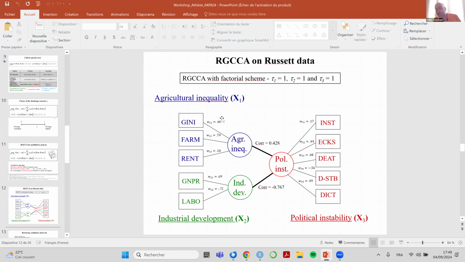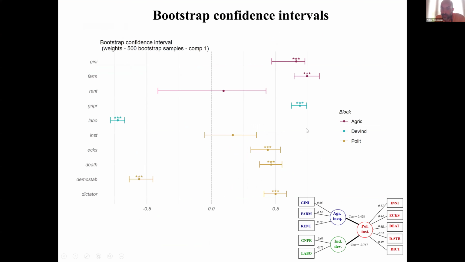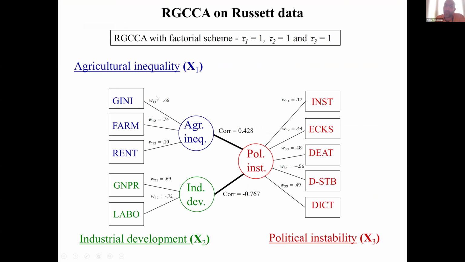Okay, and the next step, I have one additional slide. Are these weights significant? Does this variable contribute significantly to the construction of the latent factor agriculture inequality? And so you can do a bootstrap procedure to assess the significance of the weight. For instance, the weight associated with rent, maybe it's not significant. You see that it's very low, 0.1, so it's a very low weight associated with rent. We can ask if this value is significant or not.